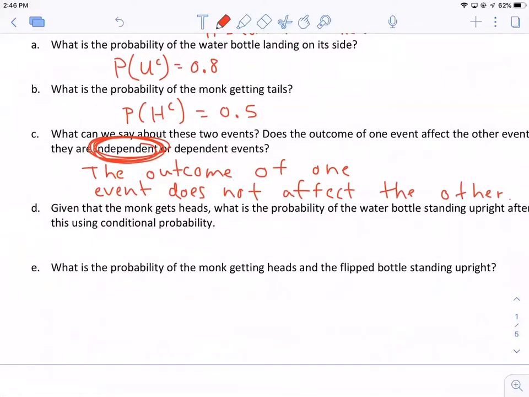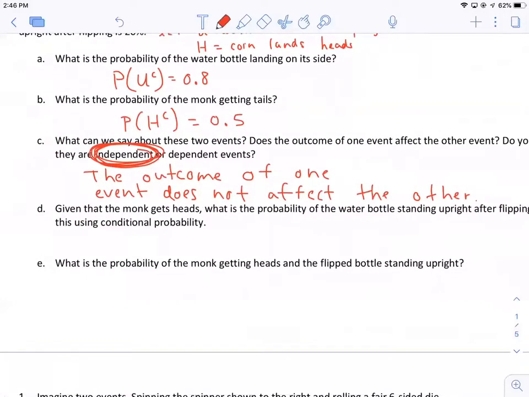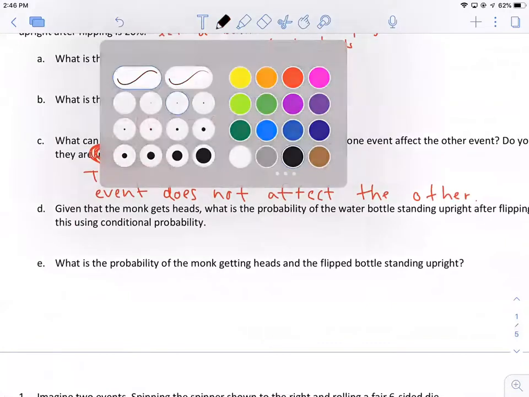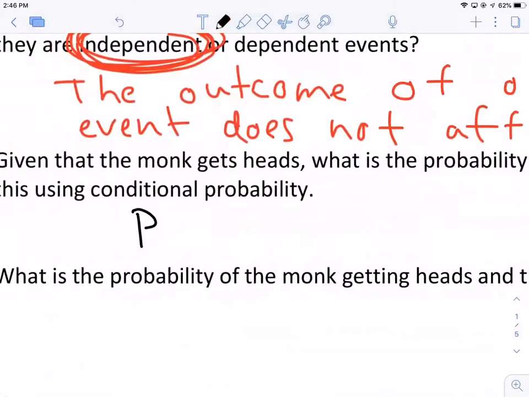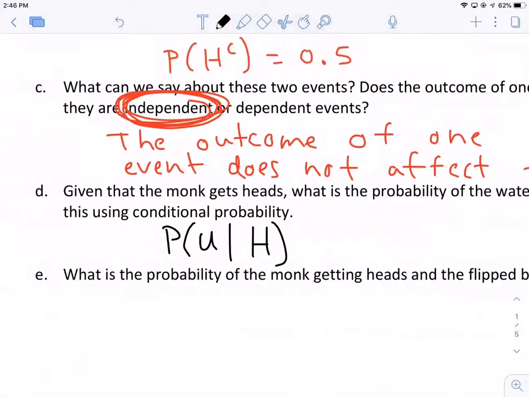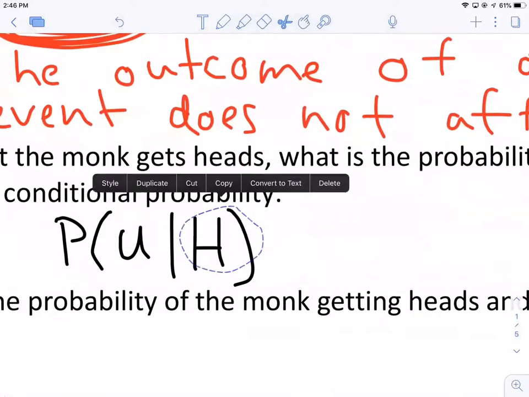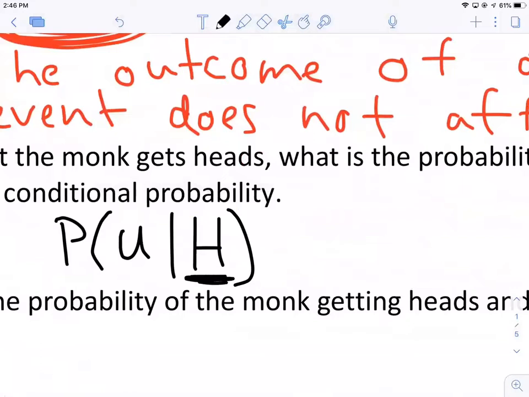So let's take a look at B. Given that the monk gets a heads, what is the probability of the water bottle standing upright after flipping? Write this using conditional probability. So what's the probability of upright given that the monk gets a heads? Well, we just talked about how these two events don't affect each other. So given that this monk got a heads, does that affect the probability of us flipping the water bottle and having it stand upright? And the answer is, of course it doesn't.